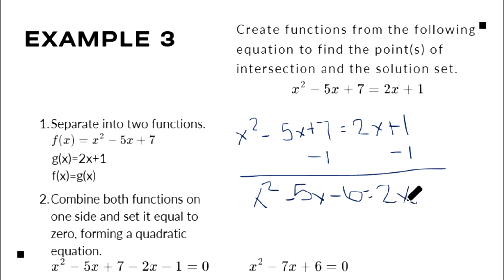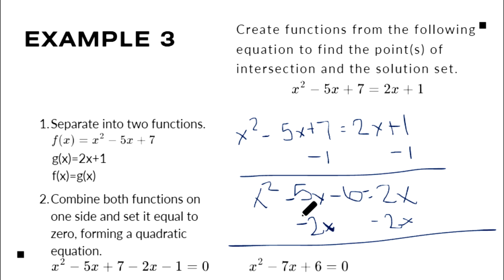And we want 0 on this side, so we still got to subtract 2x from both sides. Okay, 2x. And that's going to give us x squared minus 7x. They say plus, oh, it is a plus 6. That was my bad. Plus 6 equals 0. That's how we came up with this formula right here. All right.